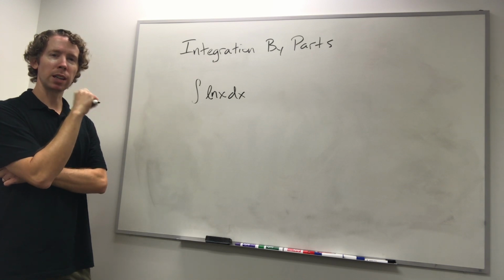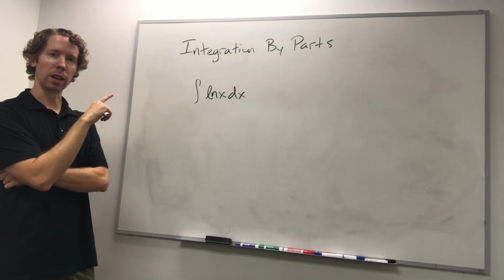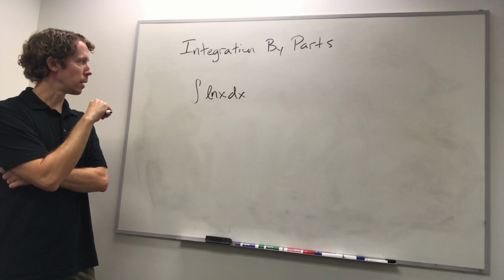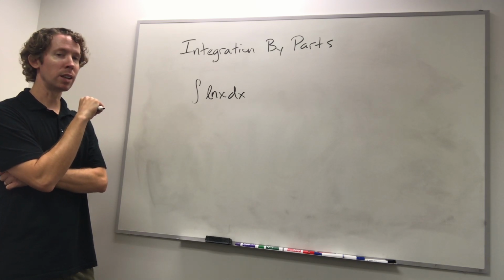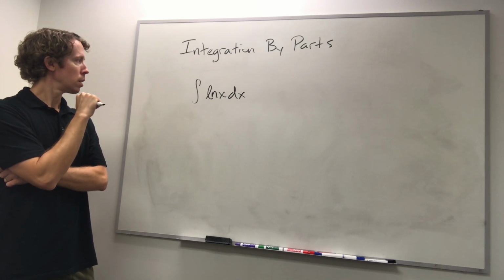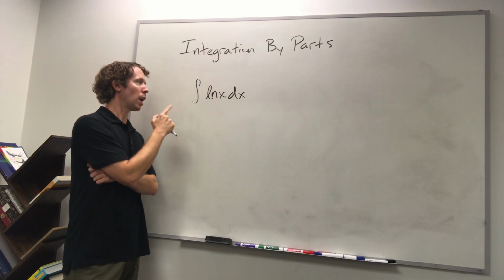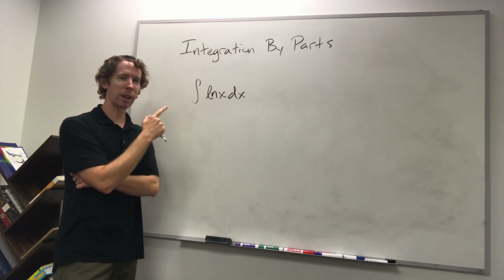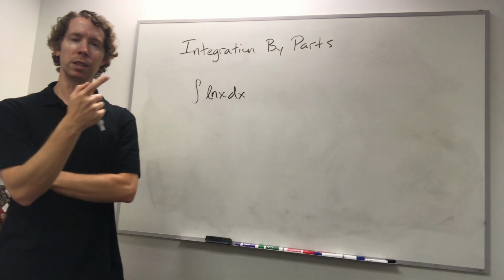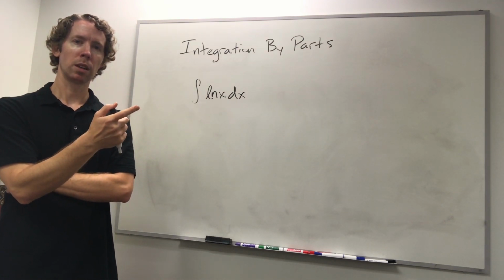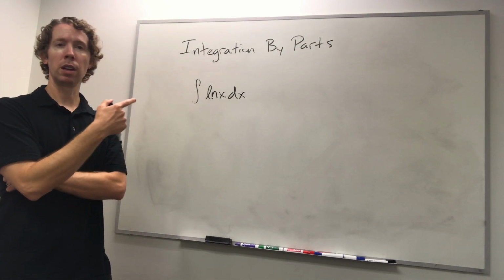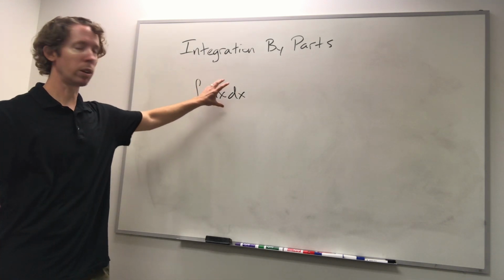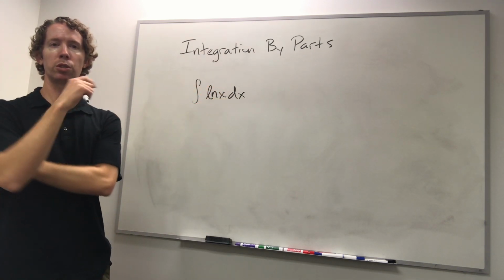I want to find an antiderivative for natural log of x. And it's not obvious that there is an antiderivative. I know that the derivative of natural log of x is 1 over x, but I can't think of a function whose derivative is equal to natural log of x. There's definitely no clear path of using a u substitution to try to attack this.